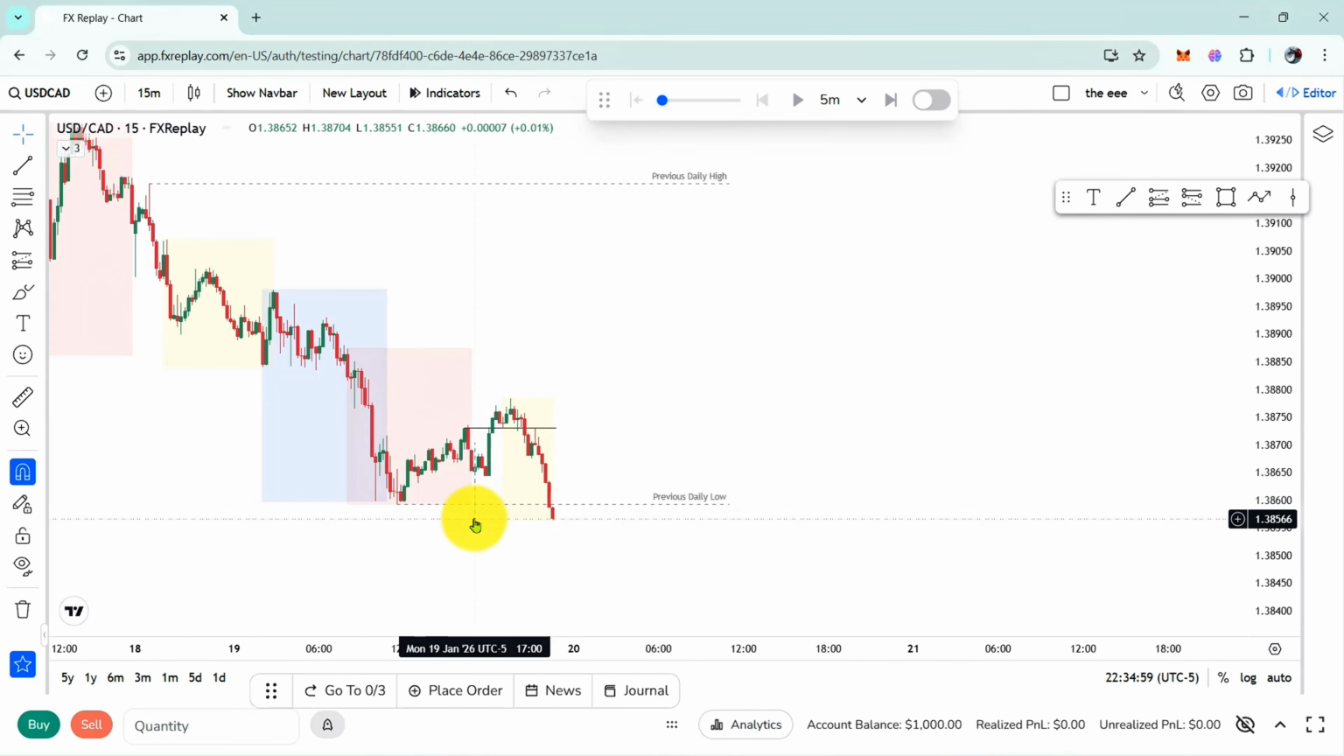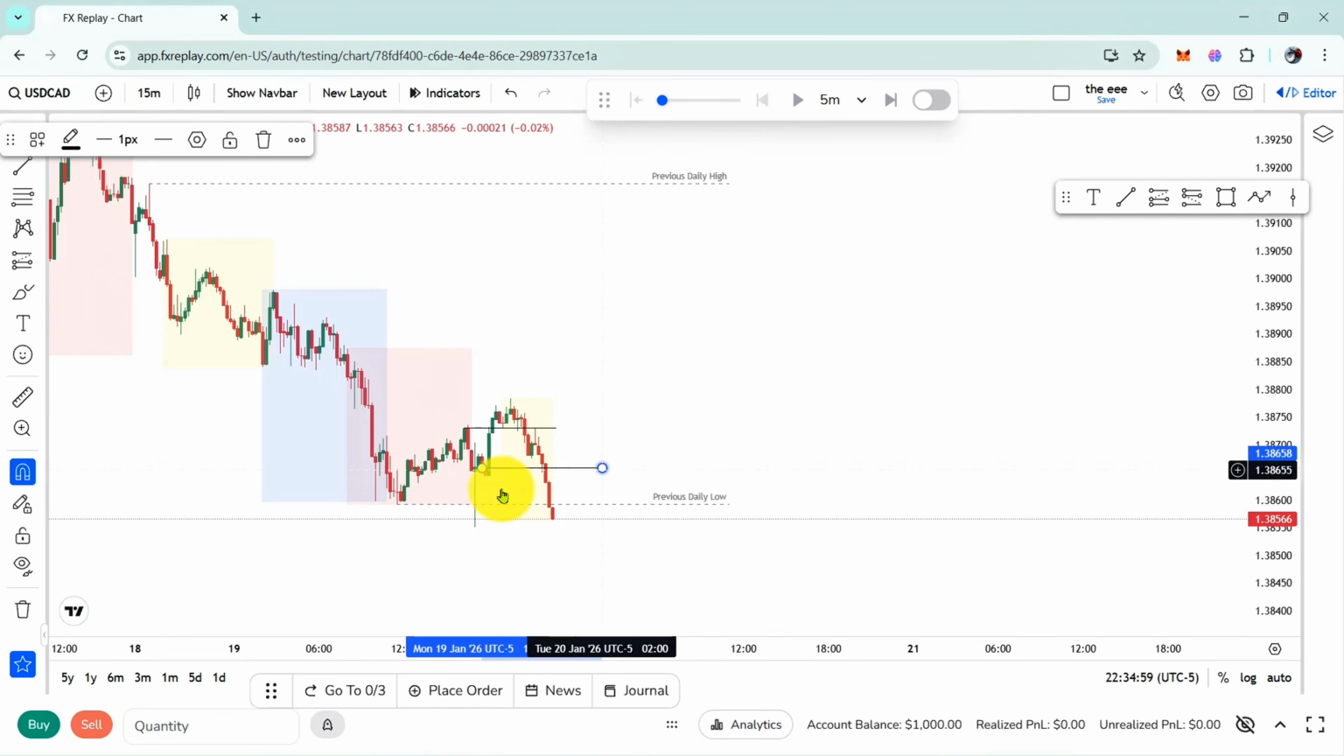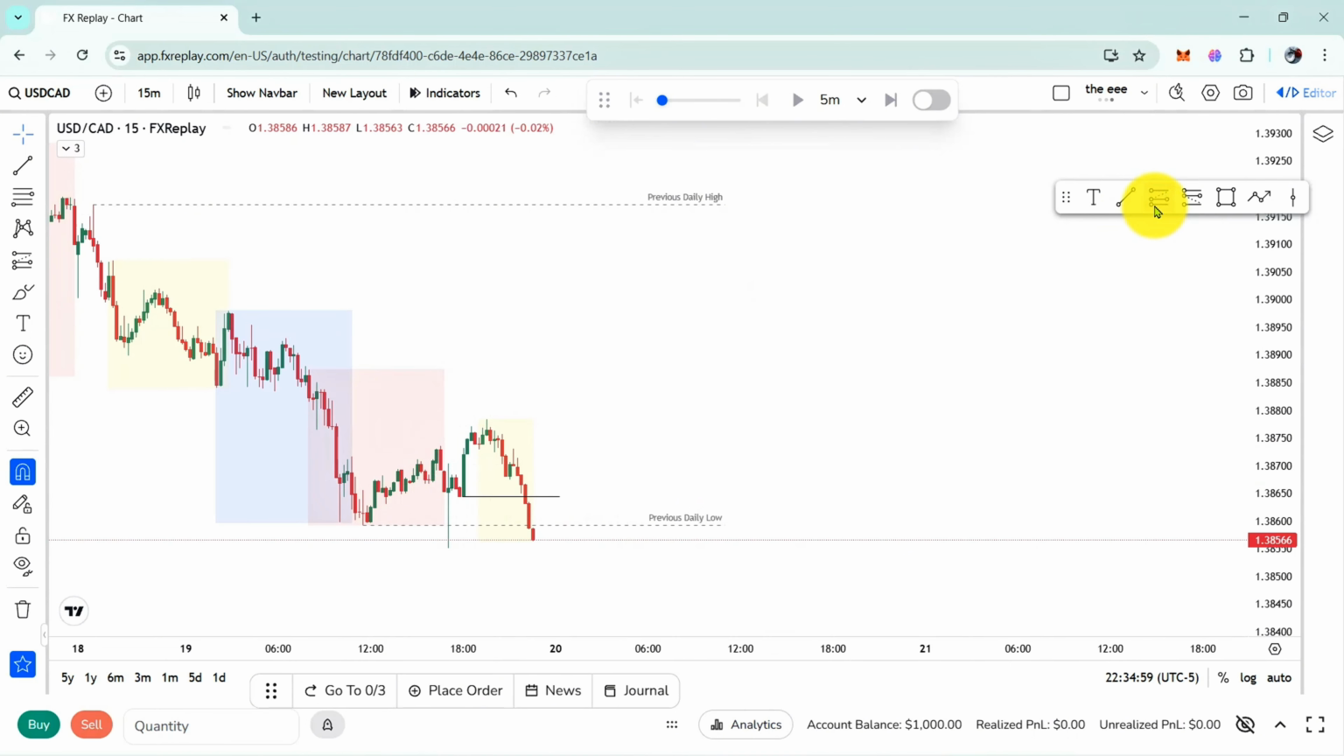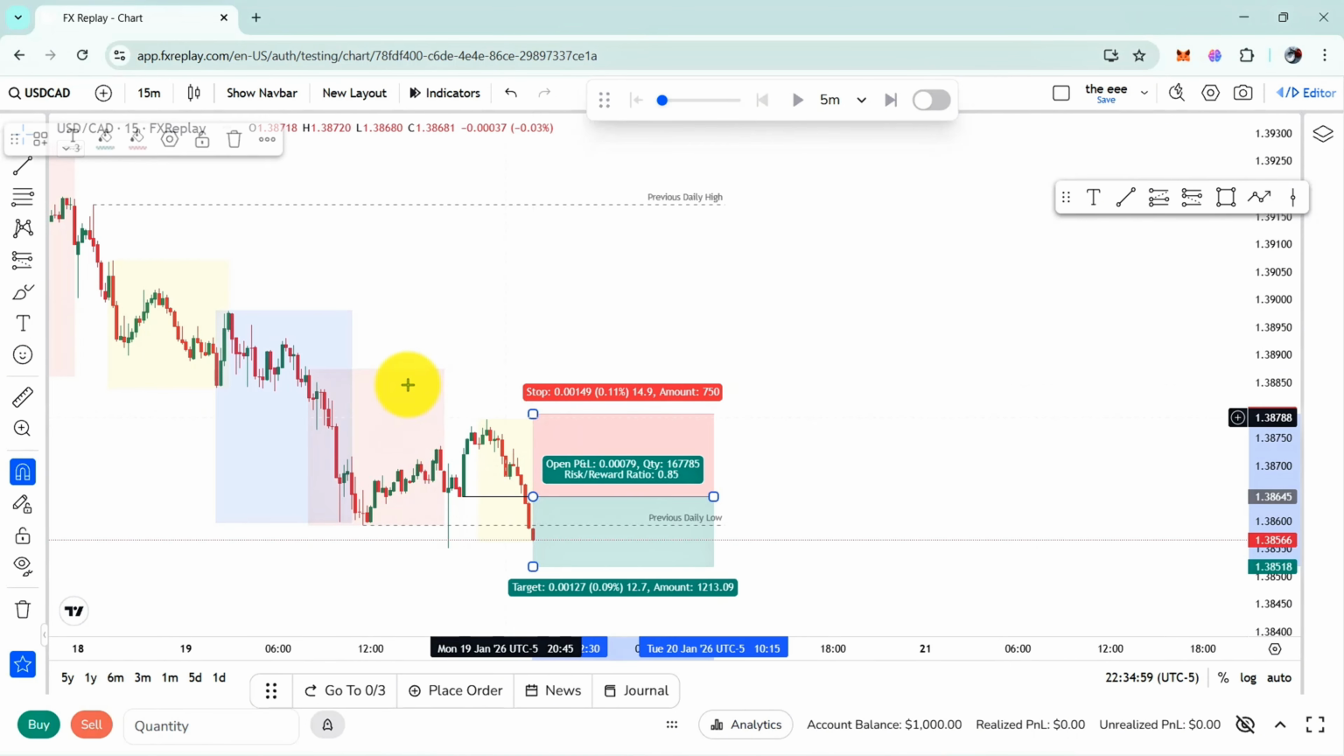So you can mark it using the wick, or you can mark it using the body. But in a situation like this, let's use the body. Let's see if they will get back there. So this now turns into a breaker. Why? Because our market structure tells us that they barely showed it, just trying to liquidate some traders. So my stop loss is going to be somewhere here, at the high here.